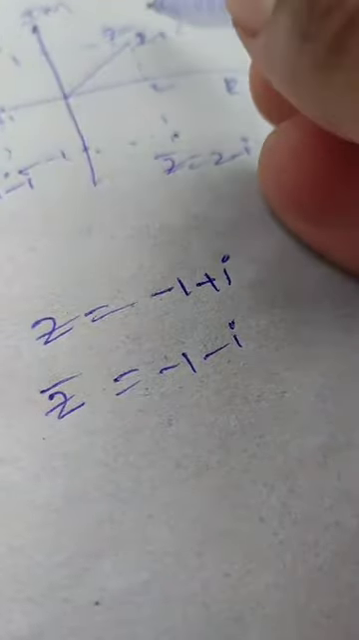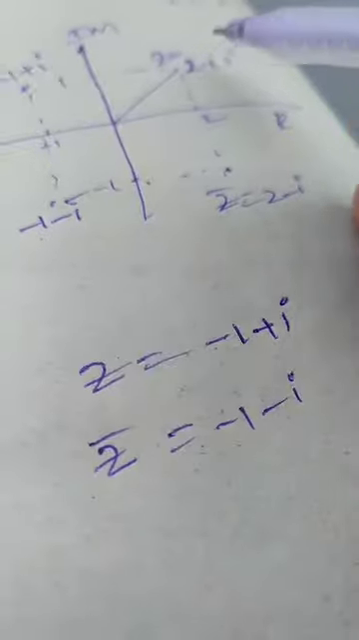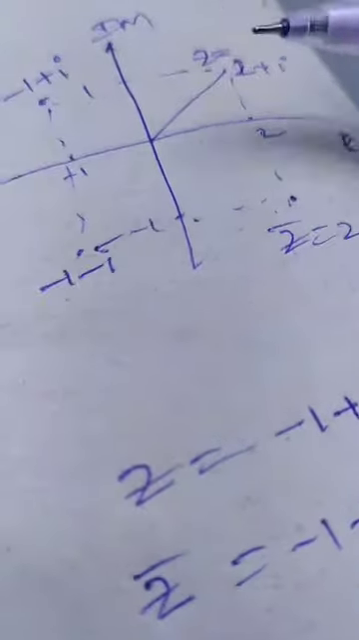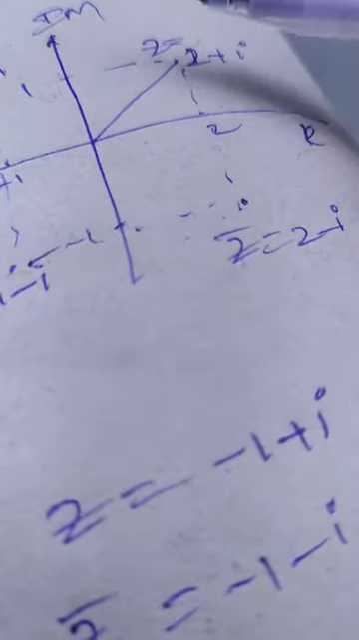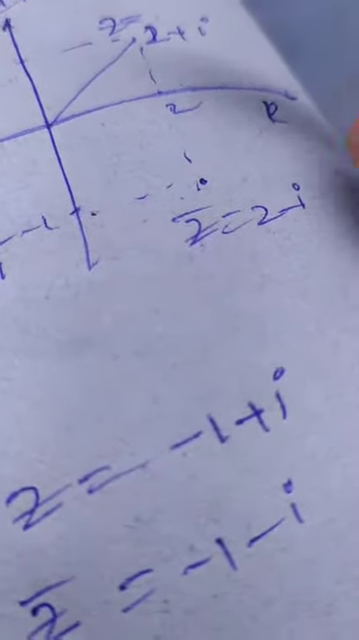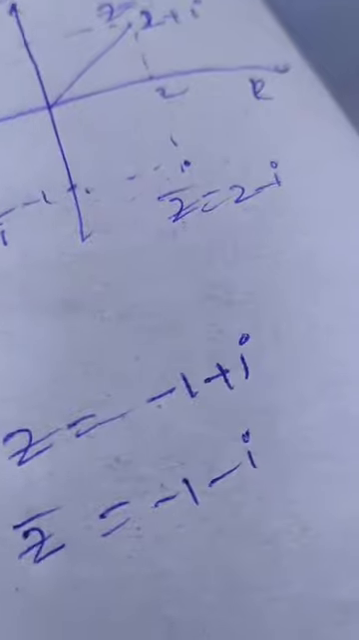So if z is a complex number, then its conjugate lies in the opposite direction with respect to the real axis. We can treat the real axis as a mirror. So we can say z bar is the mirror image of z with respect to the real axis.